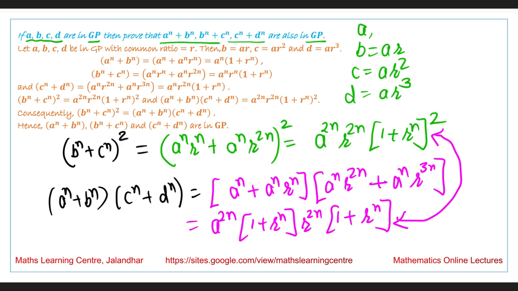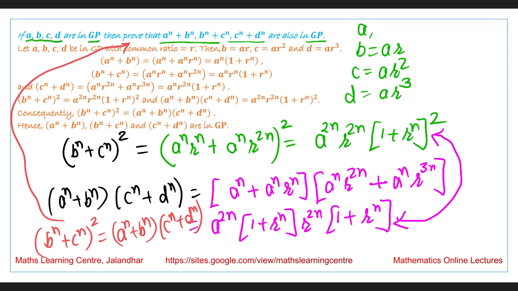So what we obtain is that (b^n + c^n)^2 is equal to (a^n + b^n)(c^n + d^n), and this proves that these three numbers are in GP.